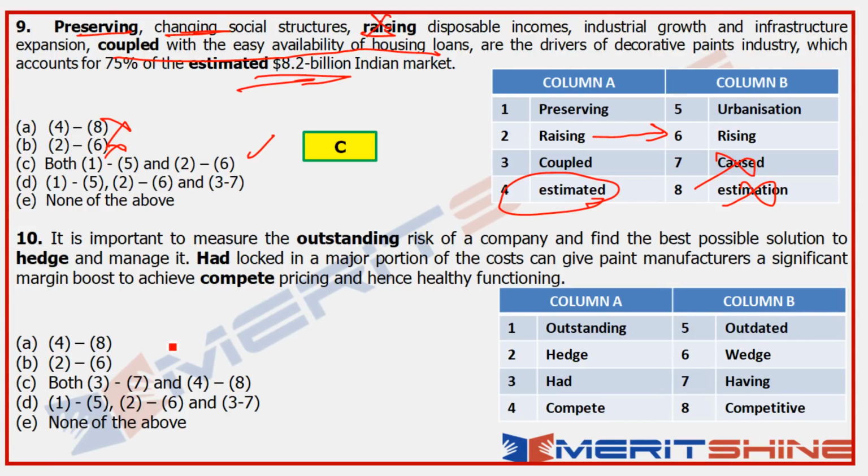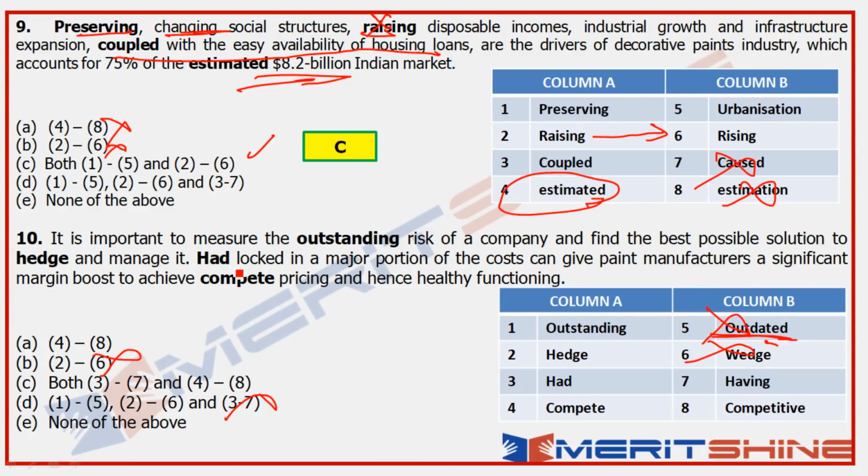10th question. It is important to measure the outstanding risk of a company and find the best outstanding risk of the company. Outdated risk, there is nothing called outdated risk. So outstanding risk will have to do with outstanding risk. So 1 5 would not be there. So this is eliminated. Then the solution to hedge, and risk is to be hedged. Risk is not wedged. So 2 6 is also eliminated.